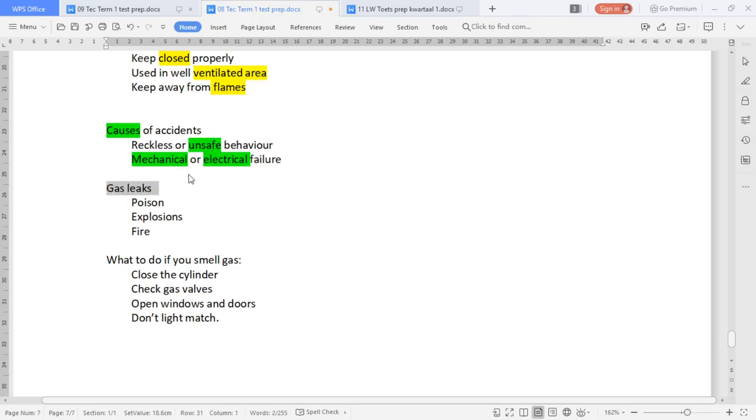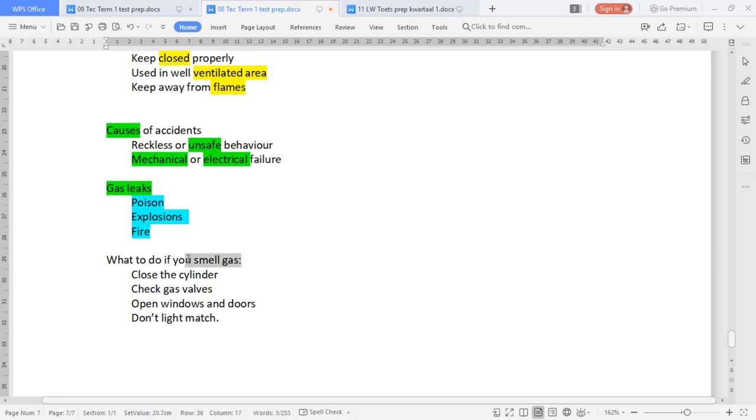So what happens if gas leaks? So gas is a poison. So just like paraffin, gas can poison you. But gas is also explosive. So if you put a fire to it and there's too much gas, then it explodes. And that can lead to a fire. Alright, so that is three things that can be caused by gas leaks. You can get poisoned, we can have an explosion, or we can have fire.